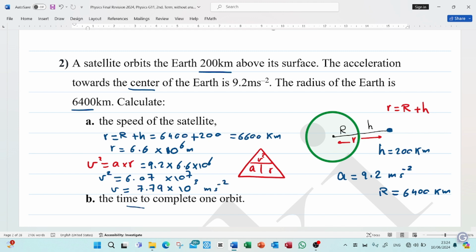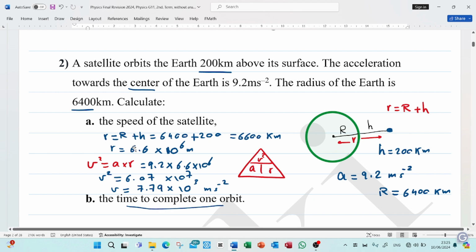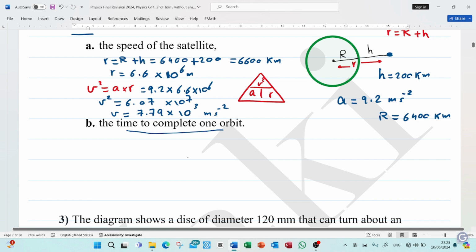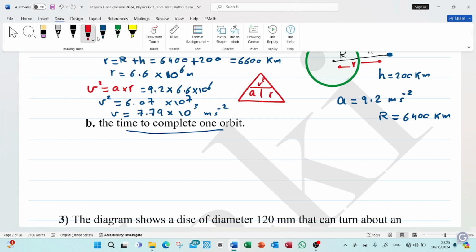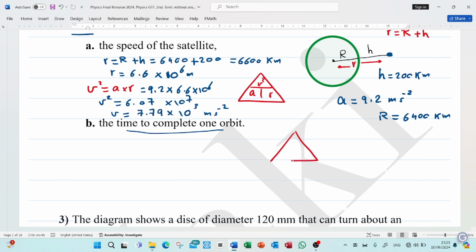The time to complete one orbit, the time of revolution. So we need T capital. We know that in the triangle here, v equals omega r. Then we can get omega. So omega equals v over r. What is the relation between omega and time period? Omega is 2 pi over T, the time period.